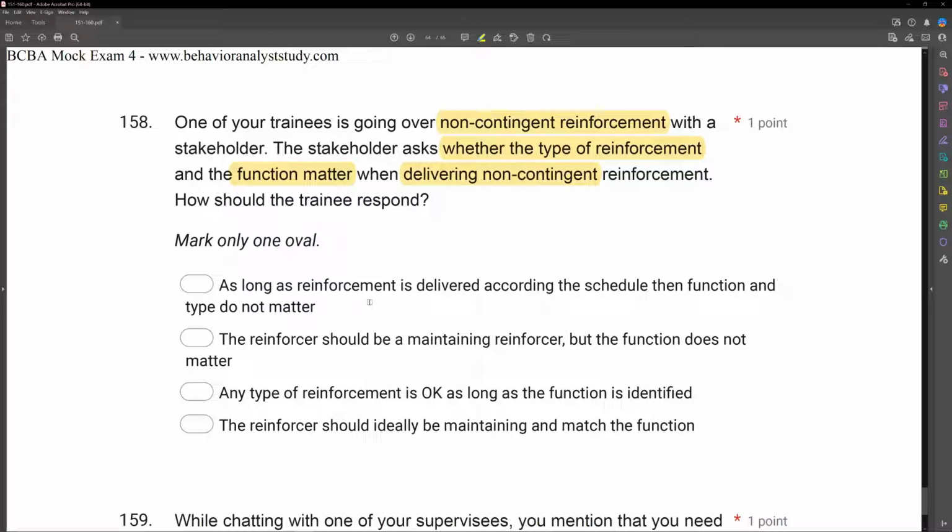A, as long as reinforcement is delivered according to the schedule, then function and type do not matter. That's just not true, right? It's still going to make a difference what type of reinforcement we use and what the function is.